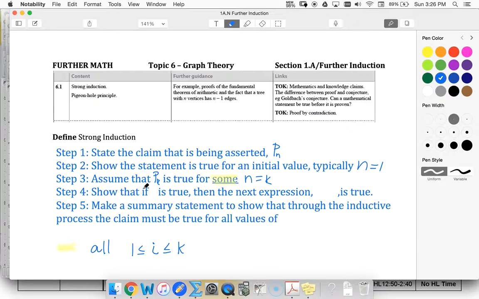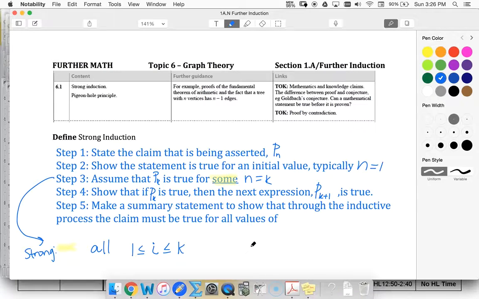So in strong induction, this is our step 3. So assume that P sub k is true for all i values between 1 and k. So then if that P sub k is true, then the next expression, P sub k plus 1. So here if we had said k minus 1, then we would be using k minus 1, P sub k here. And it just depends on the problem statement as to which of those is easier to look at.